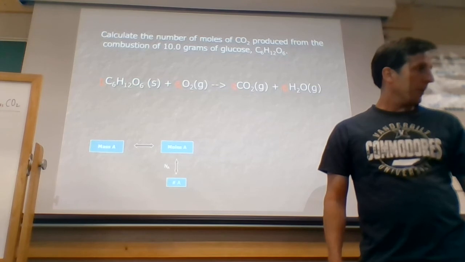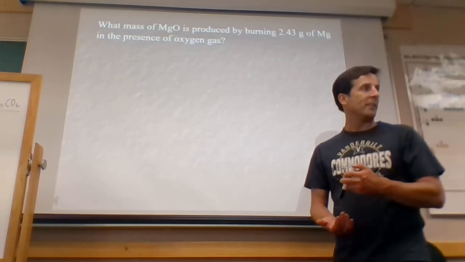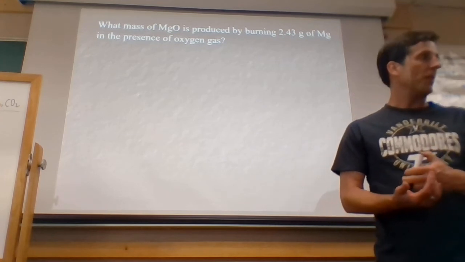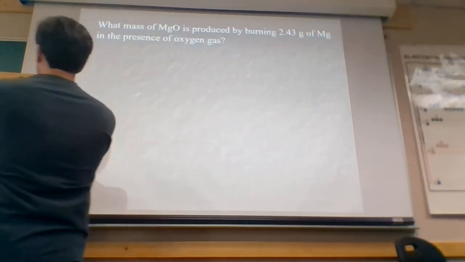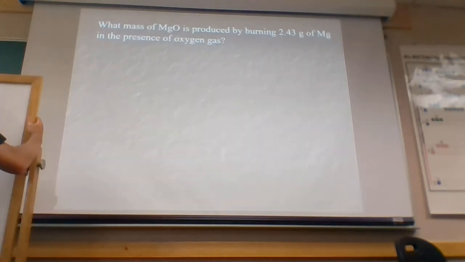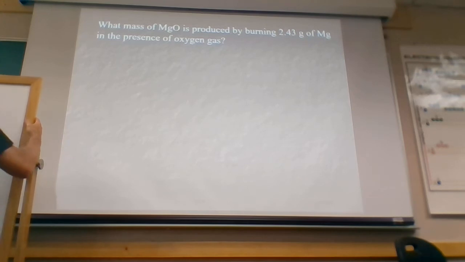Keep going, we might be able to get one more done on this video. So, what mass of magnesium oxide is produced by burning 2.43 grams of magnesium in the presence of oxygen? Go ahead and see if you can solve that. And again, I'll set it up on the board.